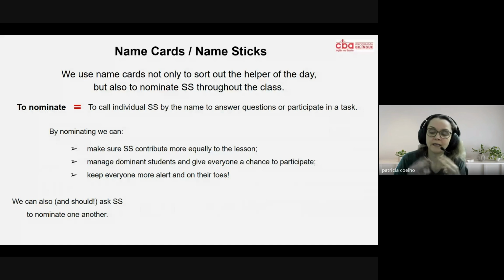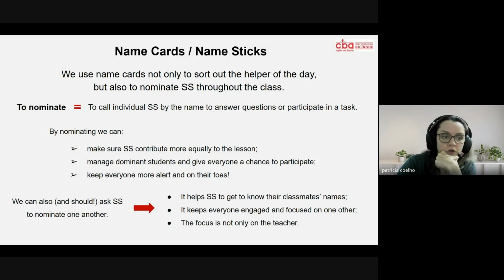Or you can nominate two at a time. Cecilia, ask Julia. You vary the pattern of interaction. You engage more people at the same time. So having students nominate one another helps them to get to know their classmates' names.